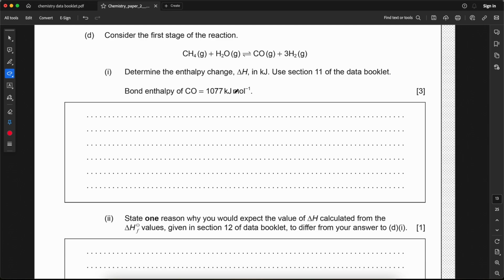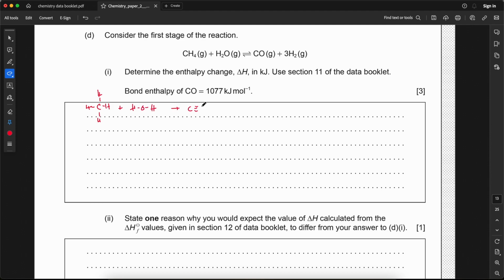Consider the first stage of the reaction. This is the reaction. Determine the enthalpy change. Use section 11, bond enthalpy. So as always, try to draw the Lewis structure to be safe.